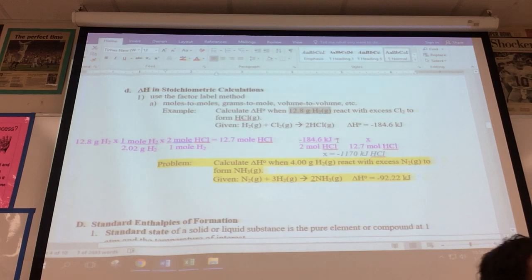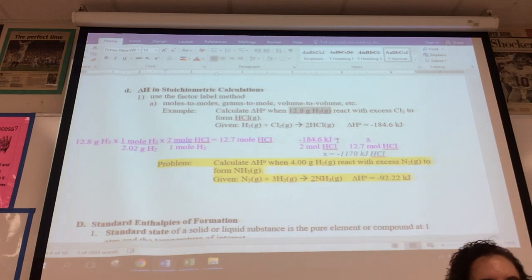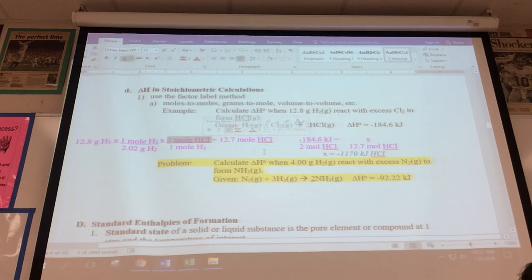And they say in excess of chlorine, and as a result, you don't have to deal with the chlorine. That is an excess reagent, and the limiting reagent here is hydrogen gas. I'm going to convert the mass of hydrogen gas to the moles of product so that I can generate a ratio from what's given to what I want to know.